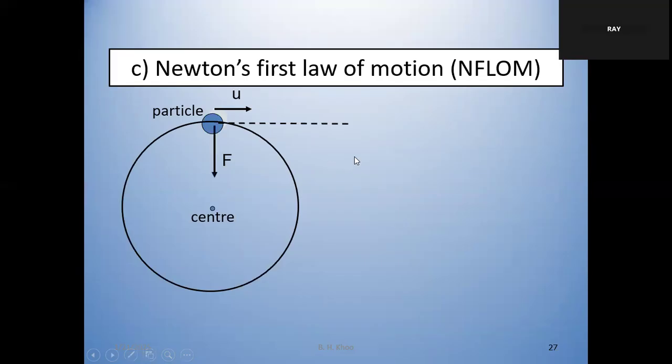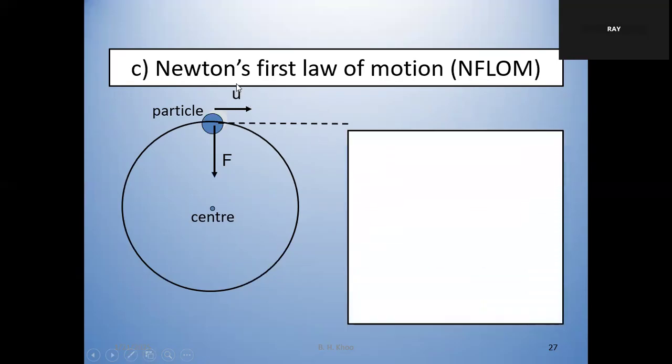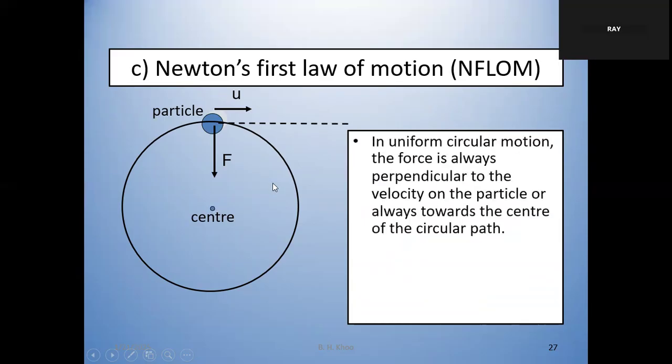Okay, let's apply Newton's first law to circular motion. That's the velocity u. That's the centripetal force towards the center. In uniform circular motion, the force is always perpendicular to the velocity. You can either say the force is perpendicular to velocity or the force is towards the center of the circular path.